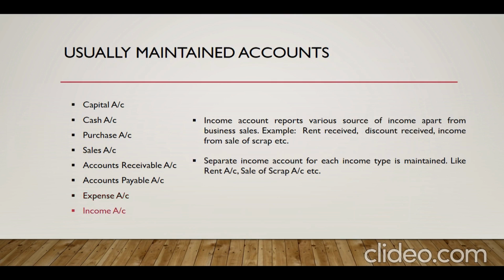And business may be getting income from various sources apart from sales. So a business may receive rent, or it may have received any discount from a supplier, and there could be an income from sale of old items, and all such incomes are recorded in their respective accounts. So all rent receipts are recorded under an account called rent account. All incomes from sale of old items are recorded under the following head called sale of scrap account, etc.